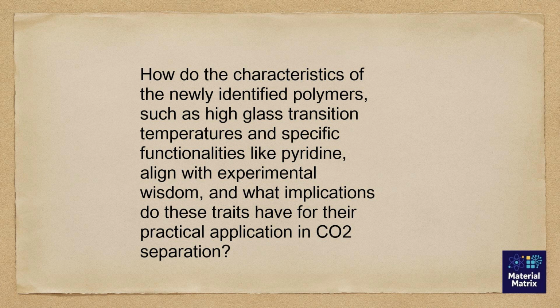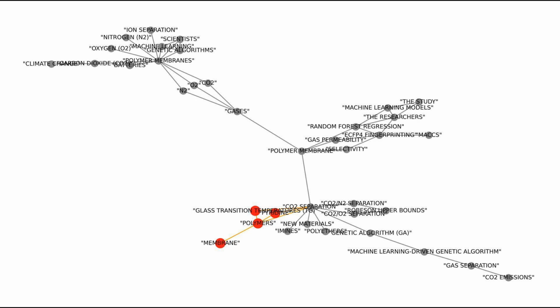So how did the characteristics of the newly identified polymers, such as high glass transition temperatures and specific functionalities like pyridine, align with experimental wisdom? And what implications do these traits have for their practical application in Kautu separation? The newly identified polymers exhibit characteristics that strongly align with established experimental knowledge regarding effective materials for Kautu separation.